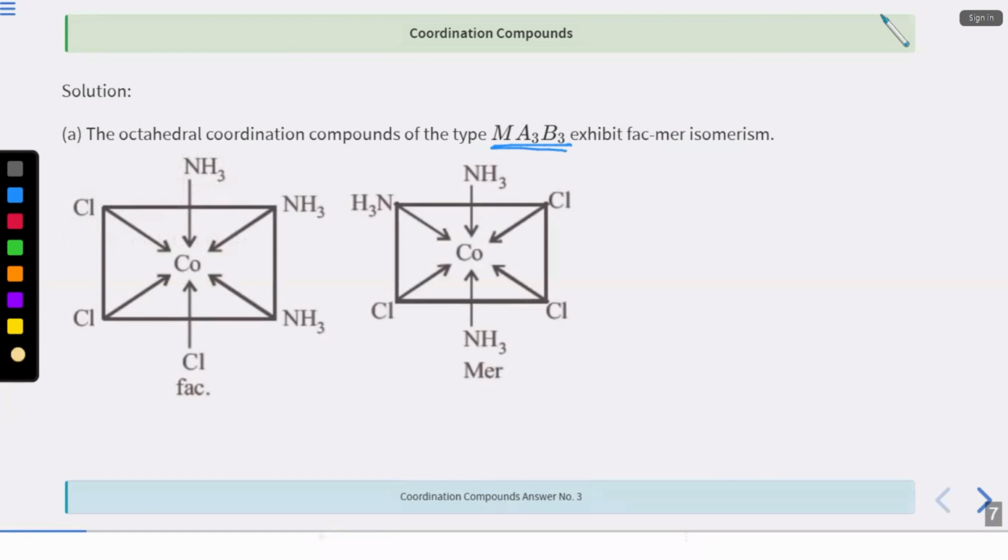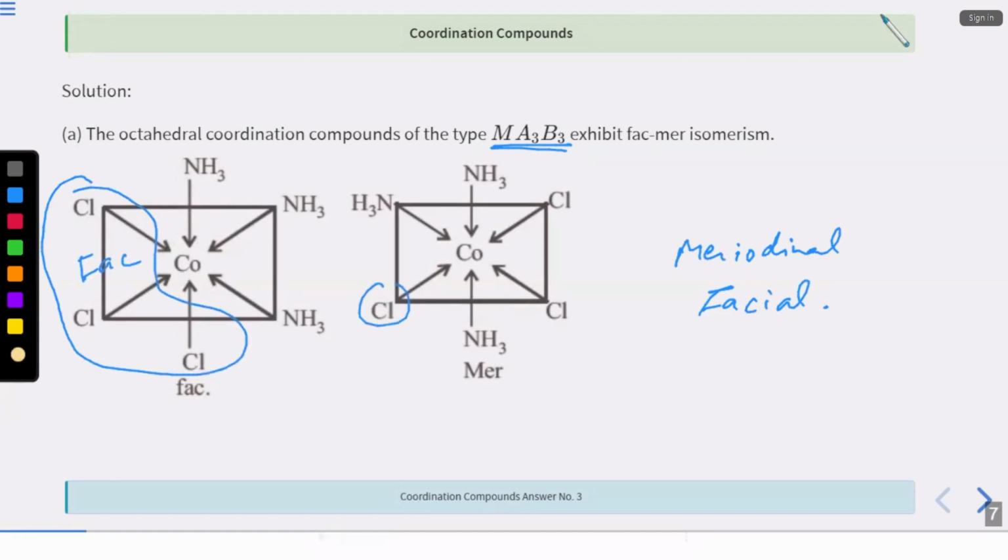So basically, this isomer is called facial isomer, and this is called meridional isomer, like this. And this is facial. Okay. So when all the three are on the same side, it is called facial. And when it is like this, one is on a different side, then it is called meridional. Okay, so basically these are two kinds of isomers shown by MA3B3. So this is for A part.